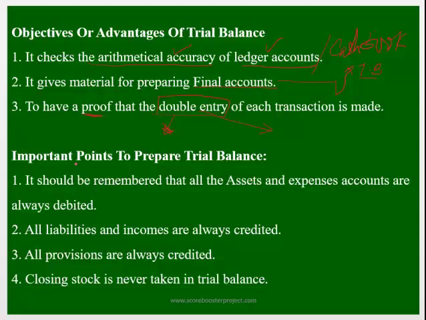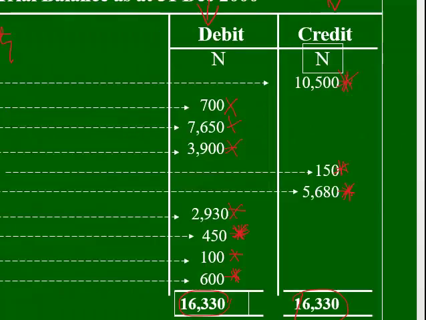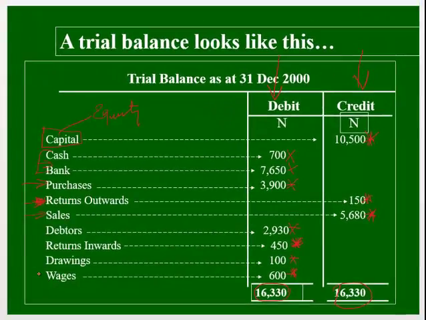Now, an important point in preparing a trial balance: it should be remembered that all the assets, please take note, this is very, very important, and the expenses accounts are always a debit. Assets and expenses accounts have a debit balance, meaning they must be on the debit side of a trial balance. If you come back here, you see all the assets and expenses. Look at the expenses here: wages, drawings and expense. Are we okay? Return inward is an asset. The goods returned to us are still part of our goods.